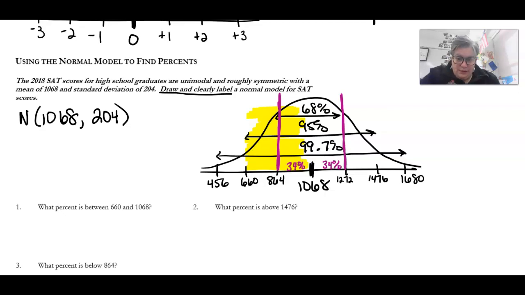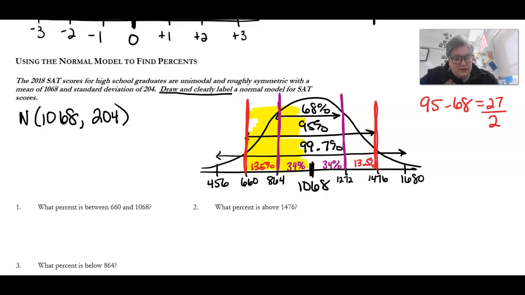Now, if we think about this section right here, 2 standard deviations away, we know that 2 standard deviations away is 95%. But I already have this 68% here. So I'm going to do 95 minus 68. And that gives me 27. But that's for both of these. So then I have to divide by 2. So that tells me this is 13.5%. And this one's 13.5%.